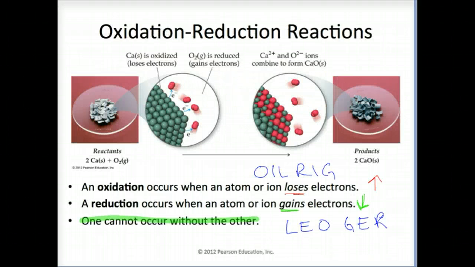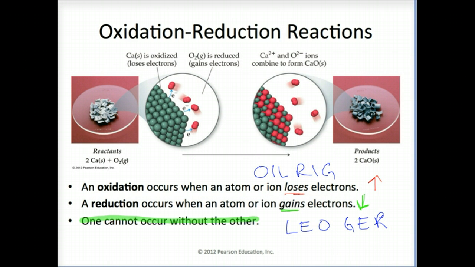Now, redox occurs either as oxidation or reduction. You have to have one versus the other. The mnemonics to remember what does what are OIL RIG and LEO goes GER. OIL RIG: oxidation is loss. Okay, oxidation is loss, reduction is gain. LEO goes GER: lose an electron, oxidation; gain an electron, reduction.